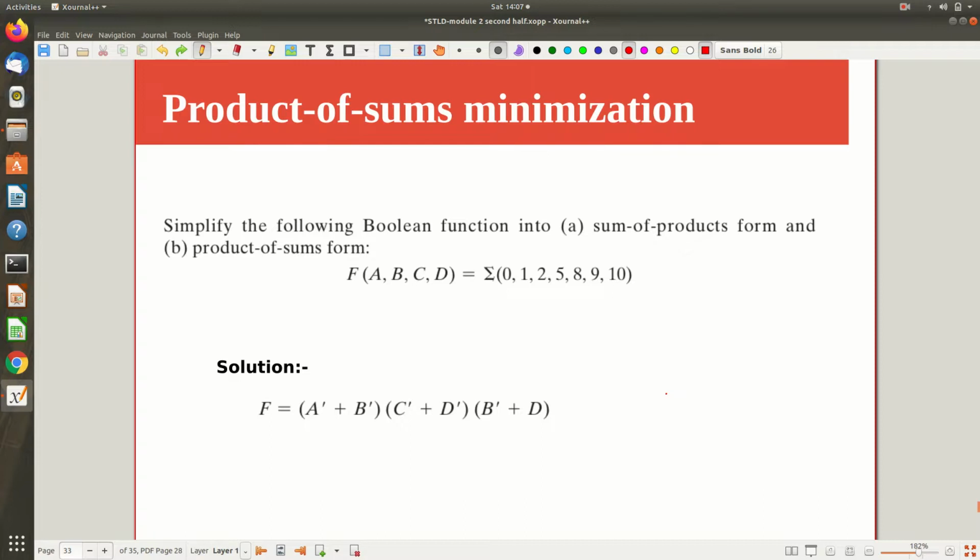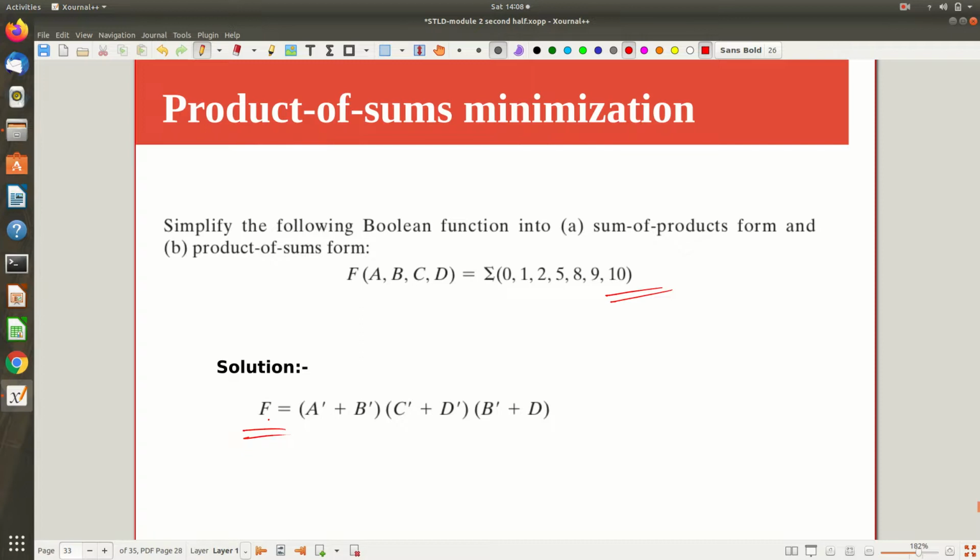So here we have an expression. This is my expression containing 4 variables, A, B, C, D. Some min terms are given, containing 0s and 1s. And you are supposed to find the product of sum minimization. And you know, this is how the solution is given. I am going to tell you how to obtain this.